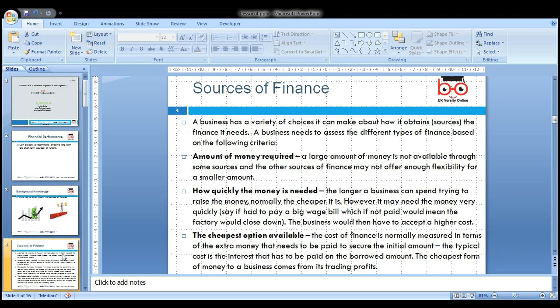How quickly is the money needed? If the money is needed quickly, then the longer a business spends trying to raise the money, normally the cheaper it is. However, it may need the money very quickly. We don't have the money next week, we have to pay some salaries, and we don't have an arrangement with the bank. So the bank can argue and charge you higher interest rates.